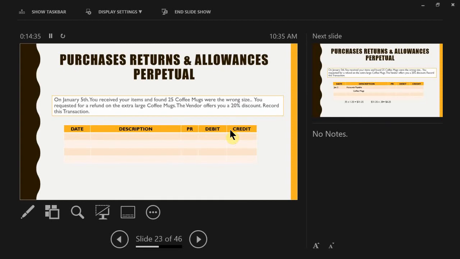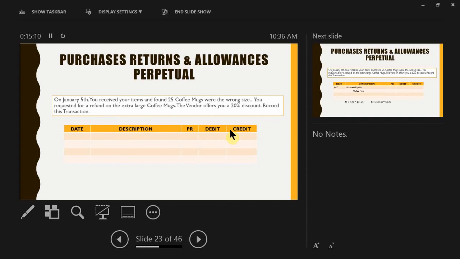Okay? So scenario number 2 now. On January 5th, you received your items and found that 25 of those coffee mugs were actually the wrong size. You ended up getting extra large cups, okay? And you requested a refund on the extra large cups, okay? However, the vendor offers you a 20% discount because they said that, well, if you're just selling coffee mugs, you could still sell them.